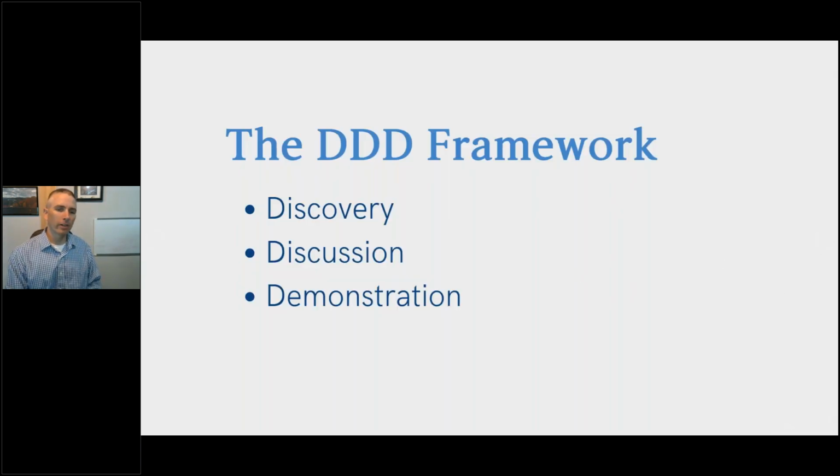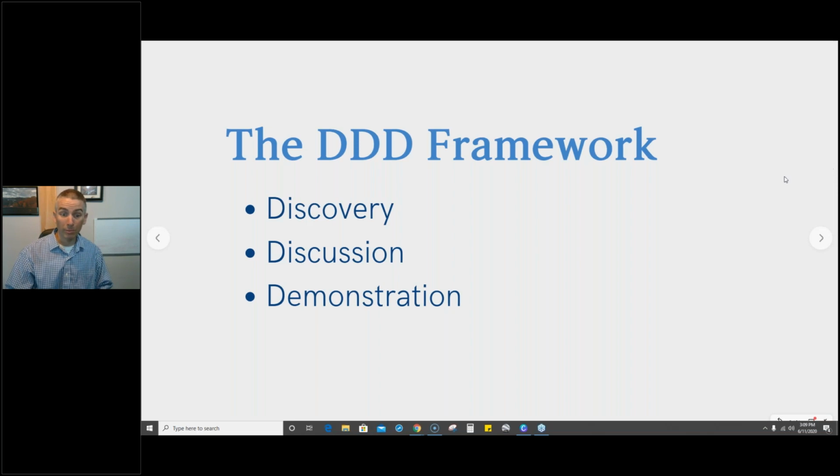So here's the framework, and it's really pretty simple. It's three parts: discovery, discussion, and demonstration. I have found over the course of more than a decade now that educational technology always fits into one of these three categories. And sometimes it fits into all three. And that's when you really have a winning product. When the technology tool can do all three of these things, help kids discover, help kids discuss, and help kids demonstrate, that's when you've got a real winning product on your hands.